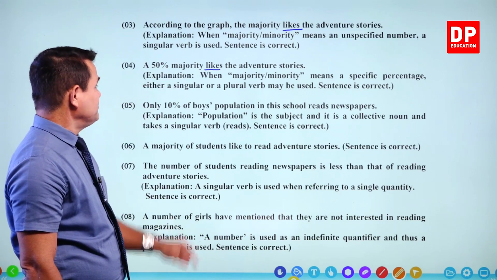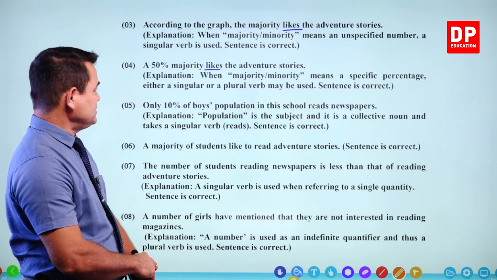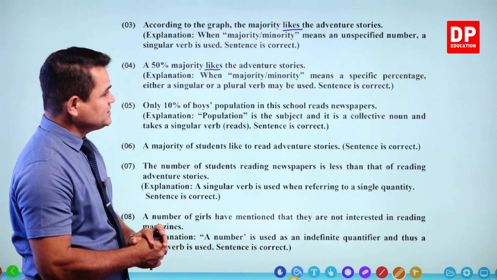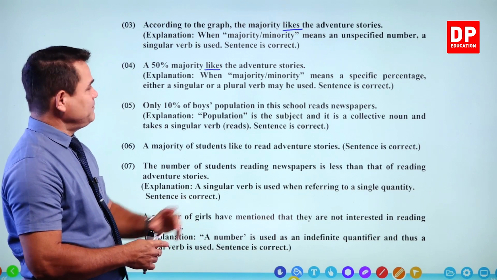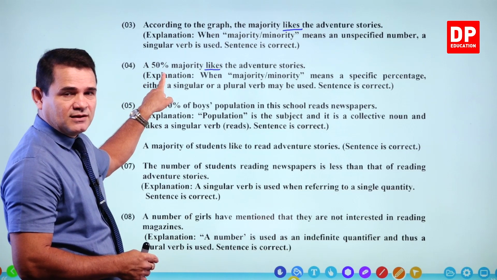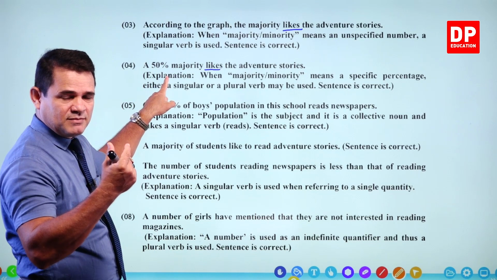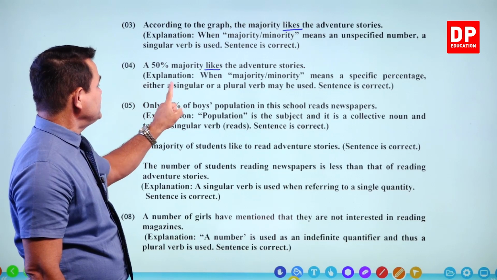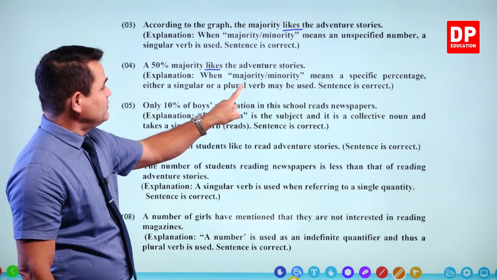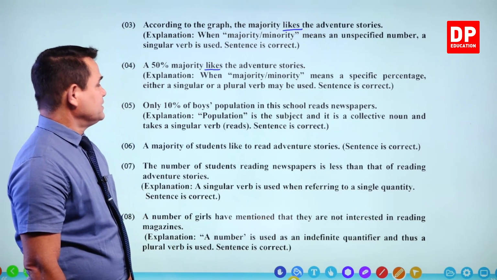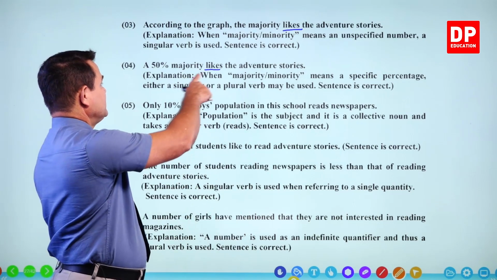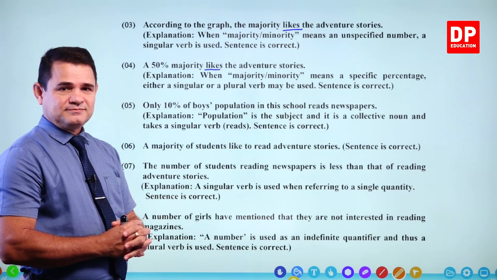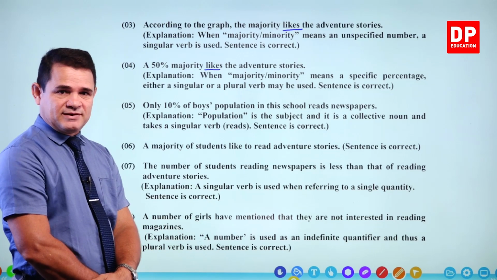50% majority. Explanation: when majority or minority means a specific percentage, මෙතන specific percentage එකක් තියෙනවා. නියමිත මෙන්න මෙච්චරයි 50යි 10යි ඒ වගේ. Specific percentage. Either a singular or a plural verb may be used. So here you can use either singular, even plural can be used. So here this sentence is correct.